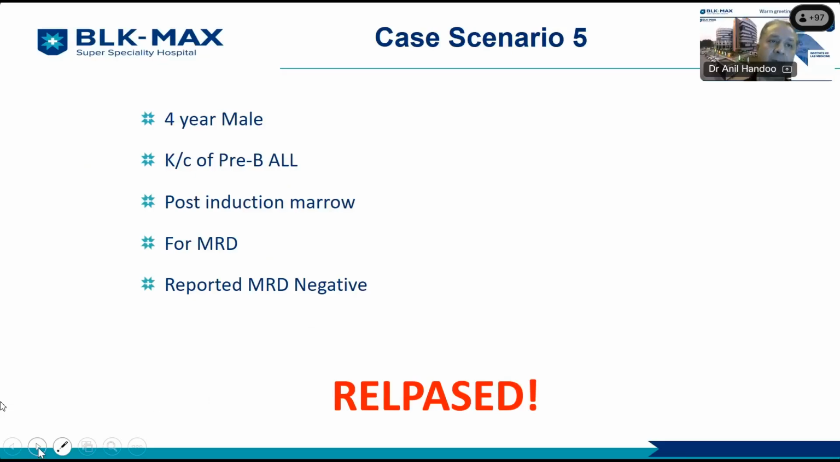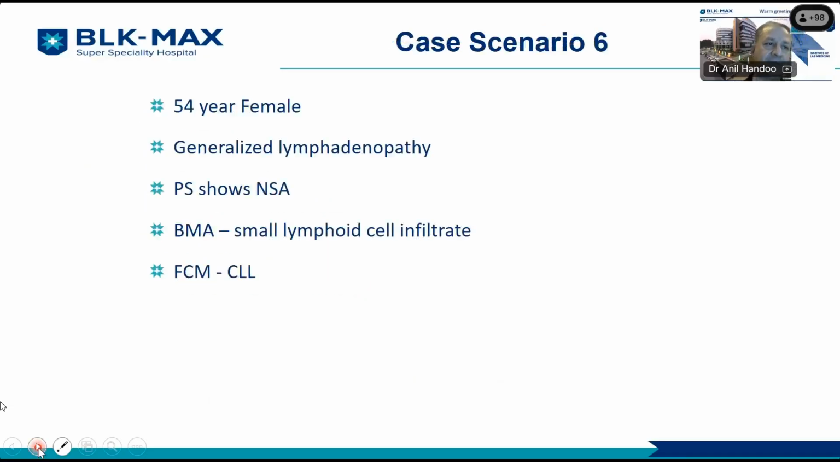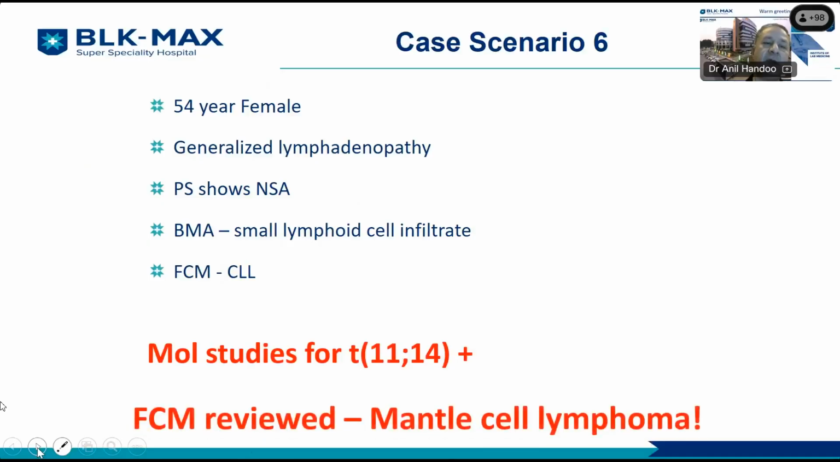So the important point is, even in this case, while everything had been done correctly, the interpretation of the case was a big challenge. Another case was a 54-year-old male with generalized lymphadenopathy, not showing any significant abnormality in the peripheral blood, but the bone marrow was completely infiltrated with a lymphoid cell infiltrate, and flow cytometry was reported as CLL. The only thing is the molecular studies turned out to be translocation 11;14, and this was nothing but a mantle cell lymphoma, which could eventually have been figured out on flow cytometry itself.